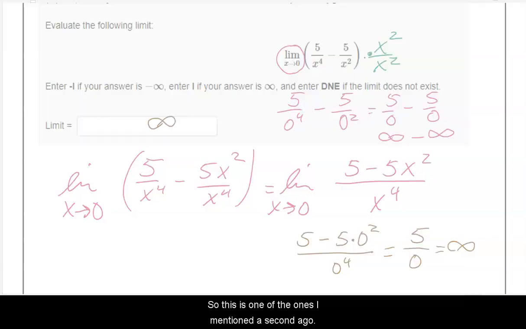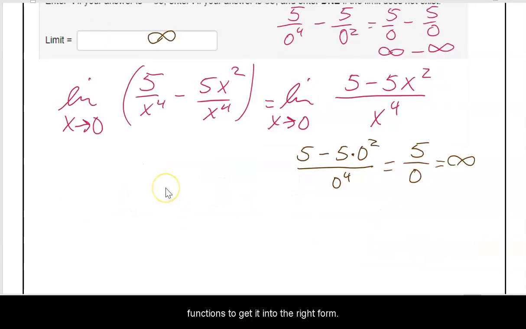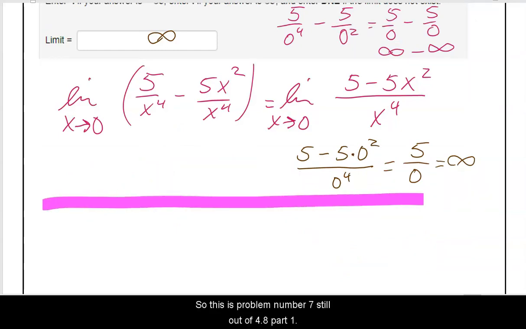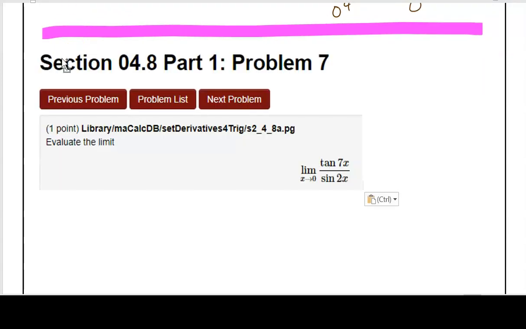So this is one of the ones I mentioned a second ago where you may have to play around with the definitions of the trig functions to get it into the right form. So this is problem number 7, still out of 4.8 part 1. Okay, so we have the limit as x goes to 0 of tangent of 7x over sine of 2x.